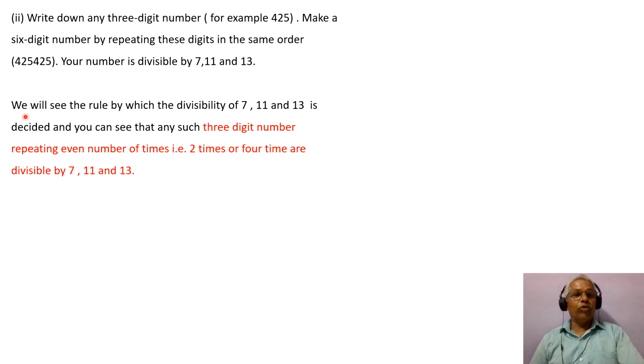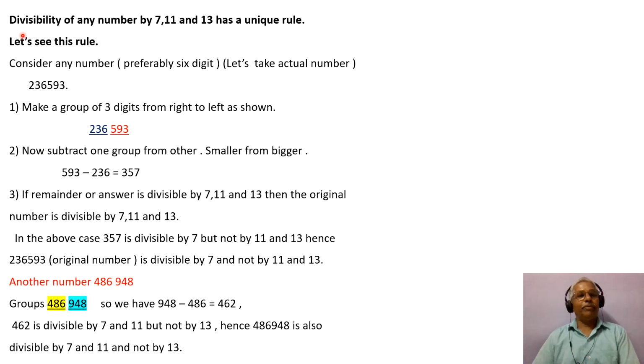We will see the rule by which the divisibility of 7, 11 and 13 is decided, and we can see that any such three-digit number repeating an even number of times, that is 2 times or 4 times, is divisible by 7, 11 and 13. Divisibility of any number by 7, 11 and 13 has a unique rule. Let us see this rule.